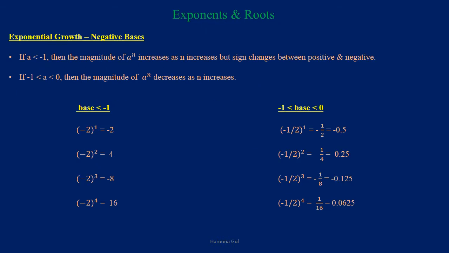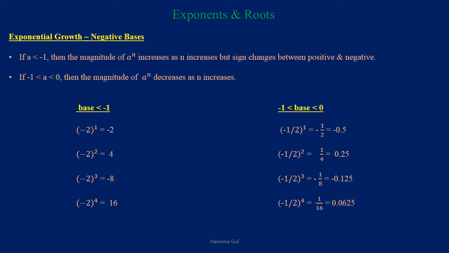Now, the exponential growth works in a different way in case of a negative base. For example, if we have a, that is the base, less than -1, then the magnitude of a raised to the power n increases as n increases, but the sign changes between positive and negative. Kindly bear this in mind that the magnitude of a power n increases as n increases.